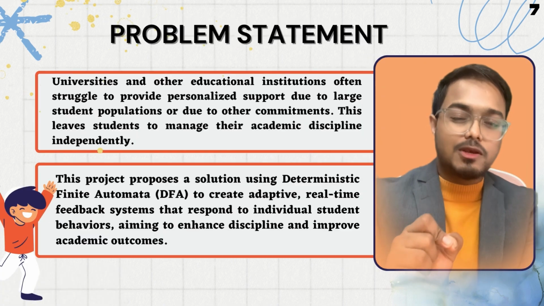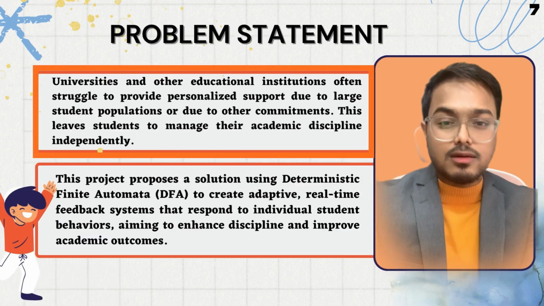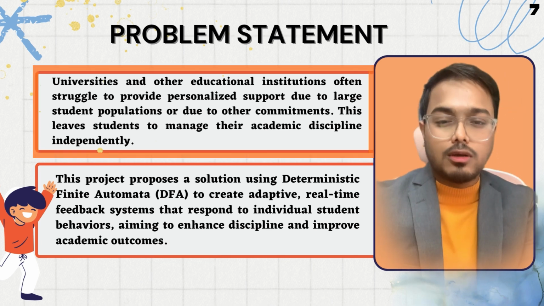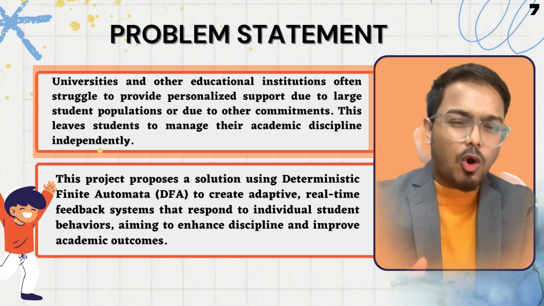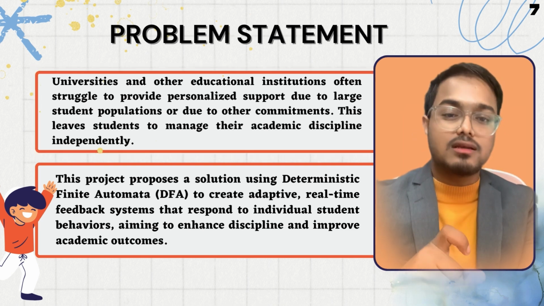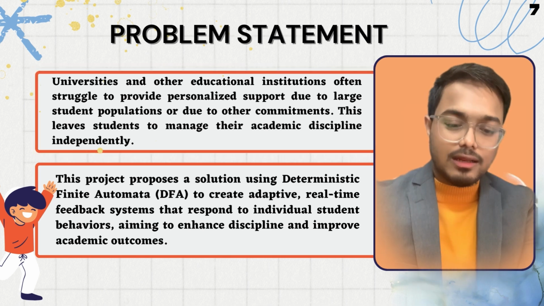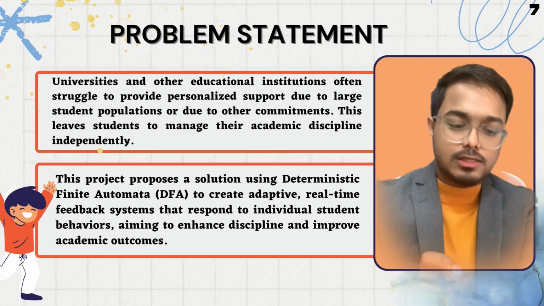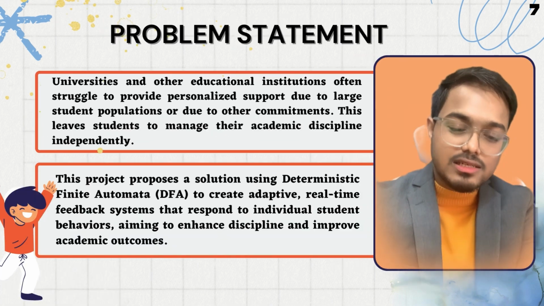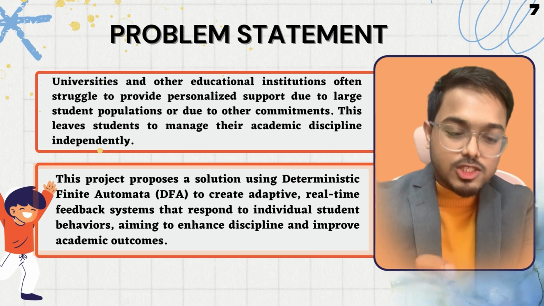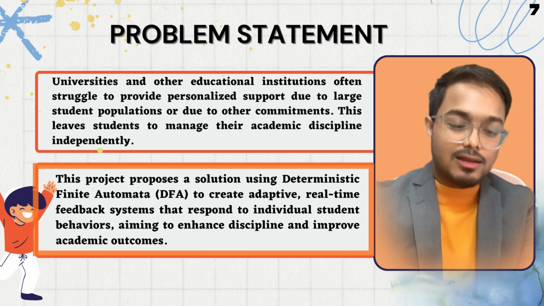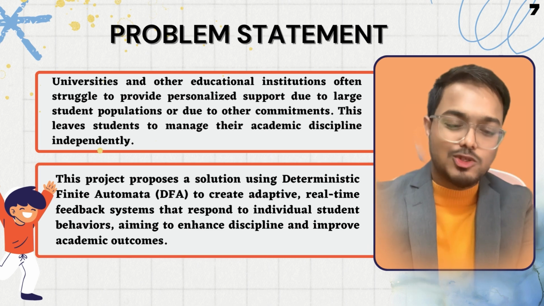So the problem statement goes like this. Universities and other institutions often struggle to provide personalized support to students due to the large number of population or due to their other commitments. And this leaves students a gap to manage their discipline and consistency independently. This is why this project proposes a solution using DFA to create an adaptive, real-time feedback system that responds to an individual student's behaviors with the aim to enhance their discipline and academic performance. So that is the problem statement.